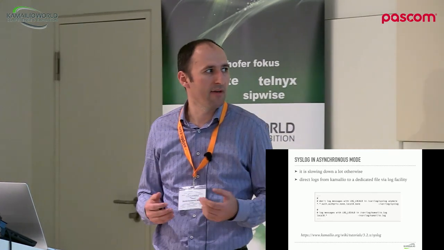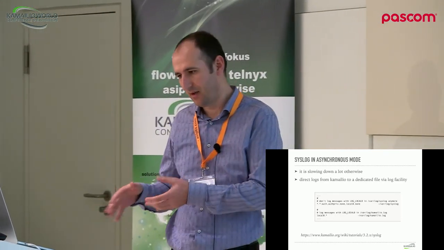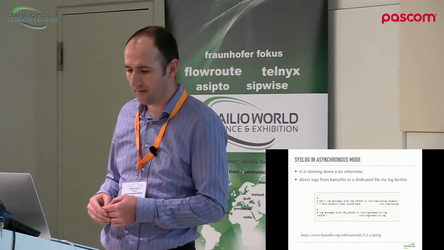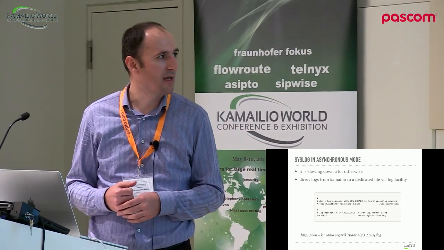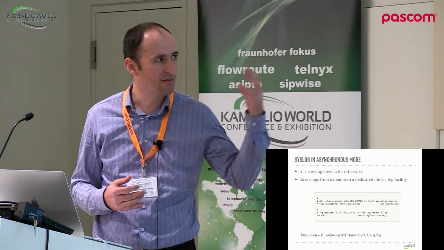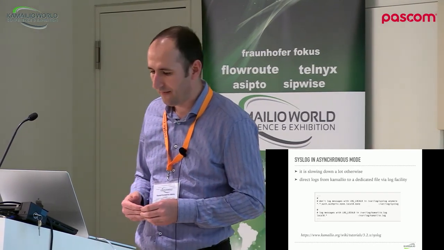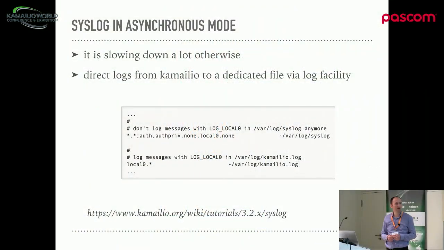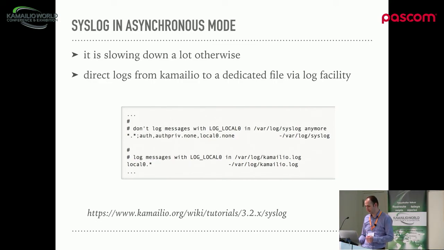Of course, it would be recommended to direct logs from Kamailio to a dedicated log file. Each of these applications has its own mechanism. They rely on the facility ID, in our case log local 0, and you will need to also set it up in the Kamailio config file. So this is what we provide as tools inside the Kamailio configuration file that you can use to discover what are the slow parts of your configuration.